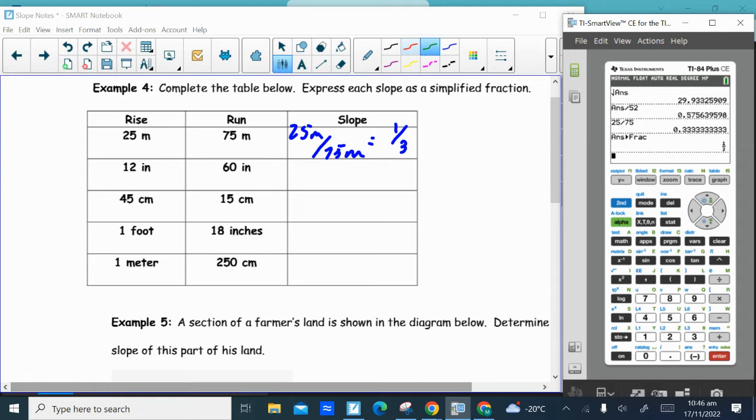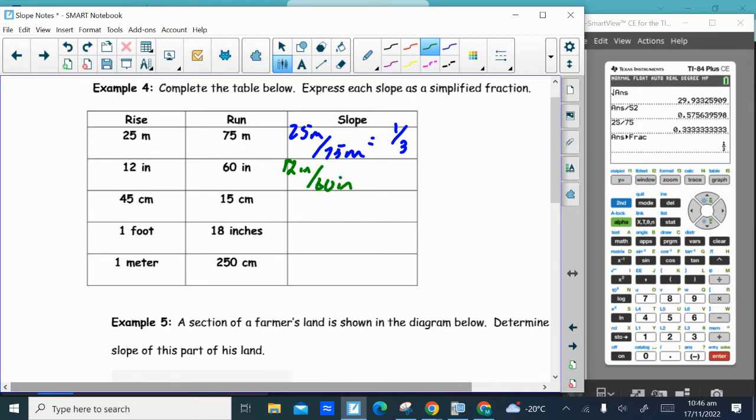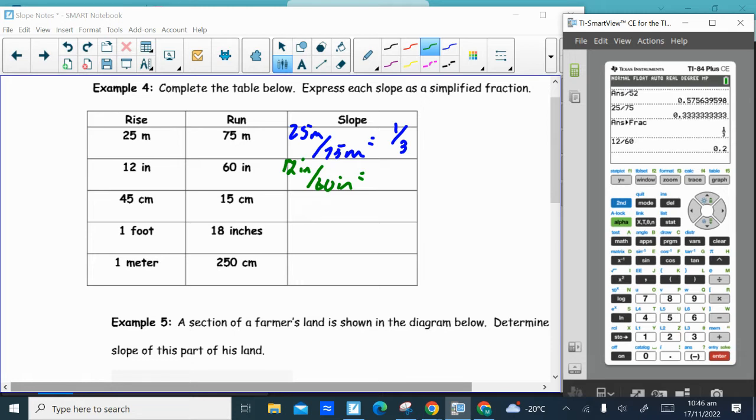So question 2, again, they're both in inches. So we don't have to do any conversions. We can just go rise over run. 12 inches over 60 inches. The inches cancel. So it's just 12 over 60. And those are both divisible by 12. You can divide top and bottom by 12, and I think you'll get 1 over 5. But we'll check that on the calculator. Because when you write it as a decimal, some calculators will convert to a fraction, and it is 1 over 5.